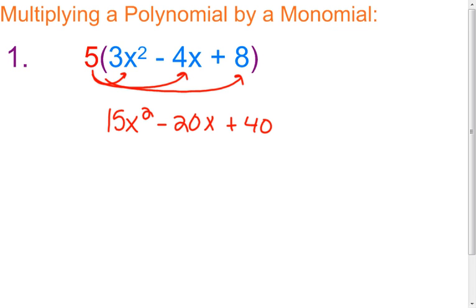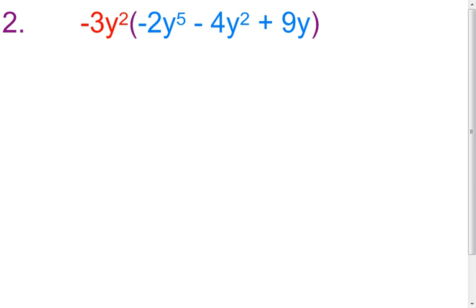And then you're going to look to see if there's any like terms you can combine. Anything with the same base and the same exponent can combine. I don't have any in this case. So this is what this would look like. Just a quick review. This has 3 terms to it: 15x squared, negative 20x, and 40. So it's a trinomial. And the biggest exponent I see is a 2, and so it has a degree of 2, which means it's a quadratic.